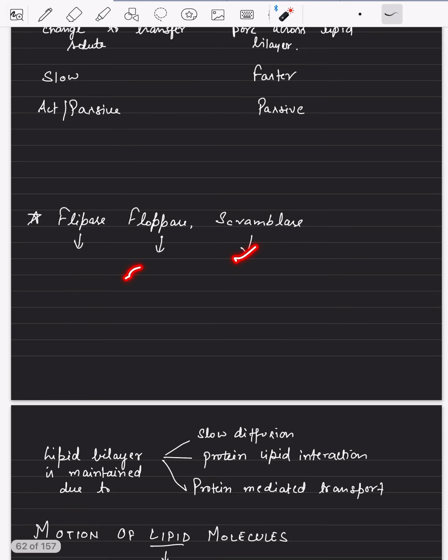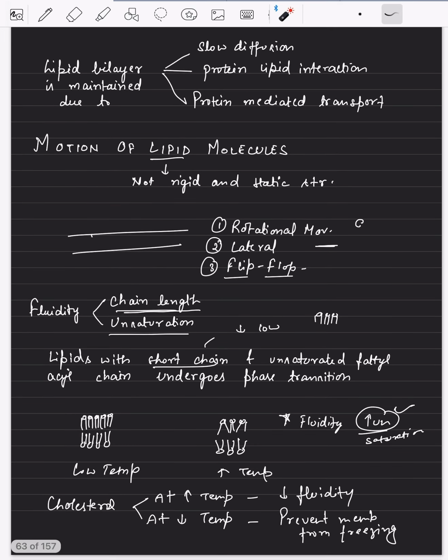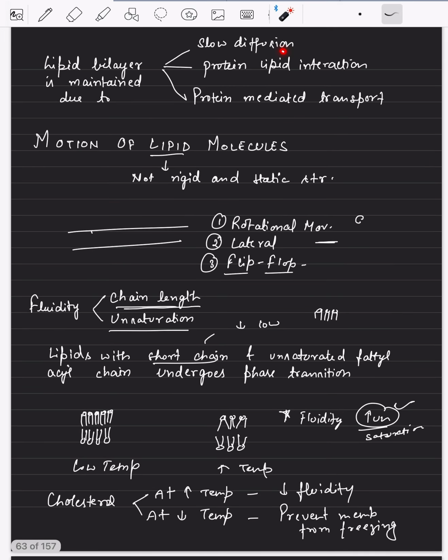Then three proteins are there: flippase, floppase, scramblase. Flippase will flip, floppase will flop, and scramblase works in both directions. So the lipid bilayer is maintained due to slow diffusion, protein-lipid interaction, as well as protein-mediated transport.